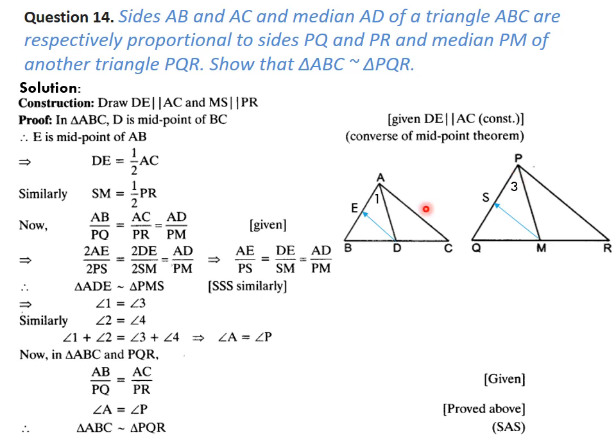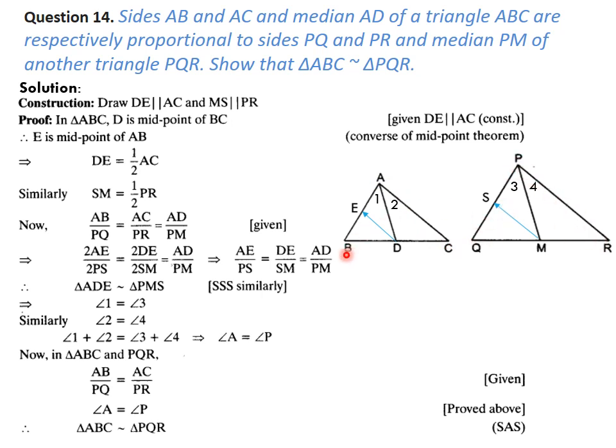So if we take the other triangle, then we can also say from here that angle 2 is equal to angle 4, this angle is equal to this angle. If we take triangles of other parts, so if we see that angle 1 equals angle 3 and angle 2 is equal to angle 4, then we can write down angle 1 plus 2 is equal to 3 plus 4. Therefore, angle A here is equal to angle P.